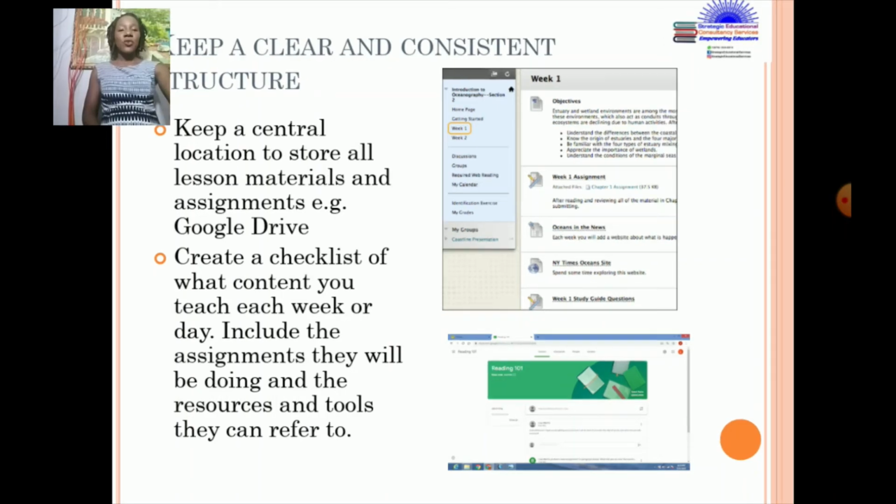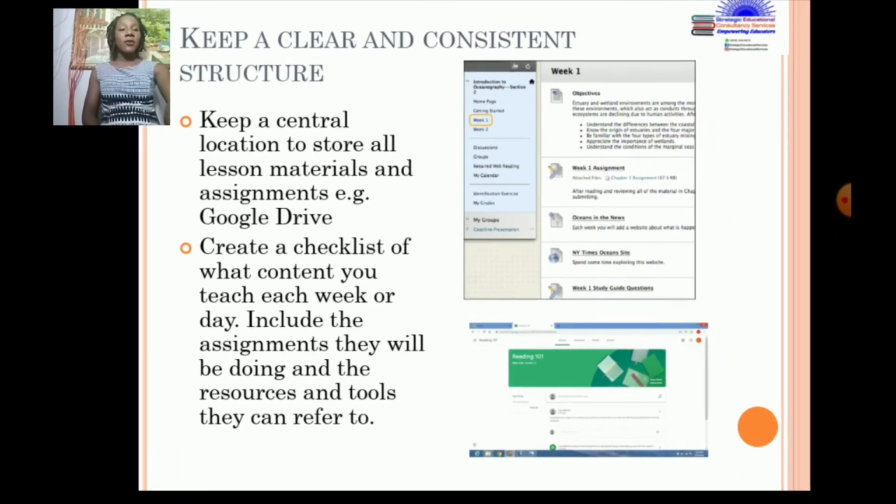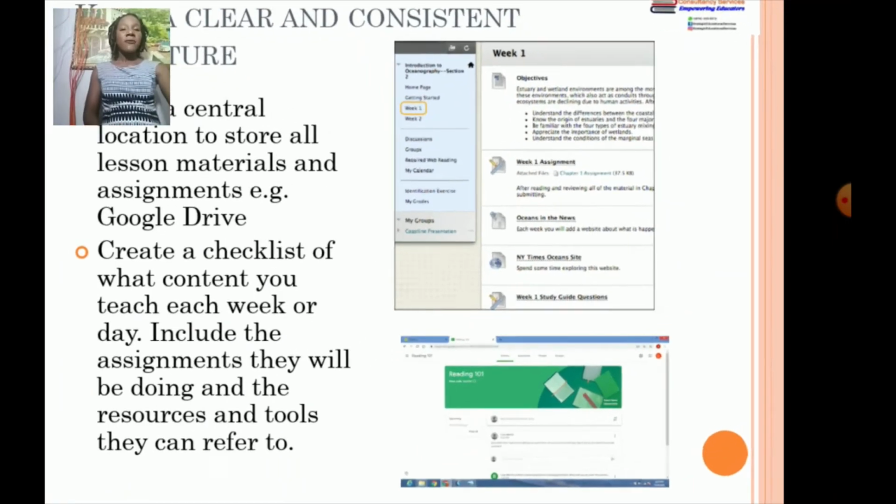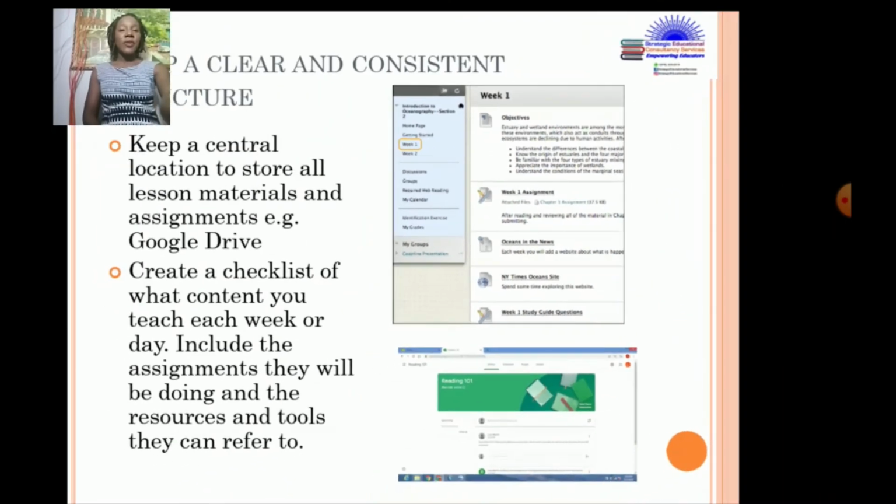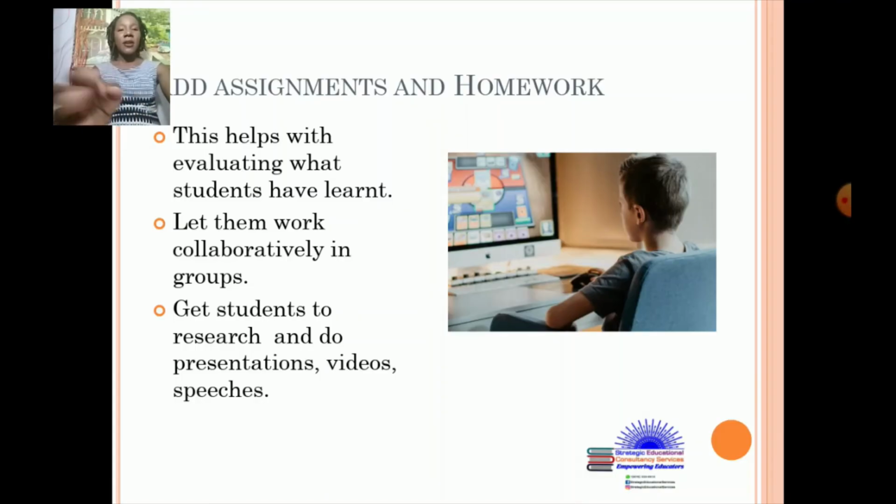So you want to ensure that you are having that level of consistency for your students. You are keeping clear and consistent organization for your students.